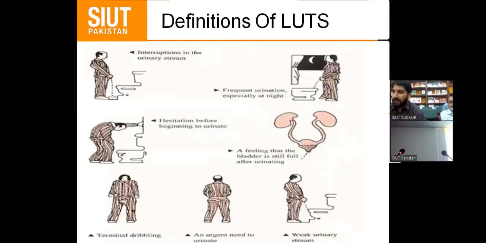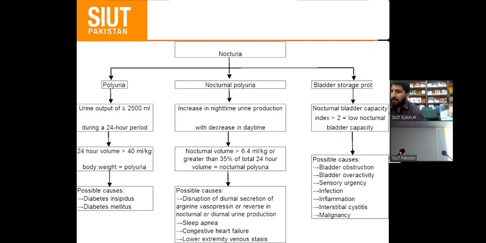The definitions of LUTS include intermittency, defined as the interruption in the stream. Hesitancy is hesitation before the beginning of urination. Urgency is the urgent need to urinate. The feeling of incomplete bladder emptying means a feeling that the bladder is still not empty after urination. Nocturia is frequent urination, especially at night. There are basically three main reasons for nocturia.